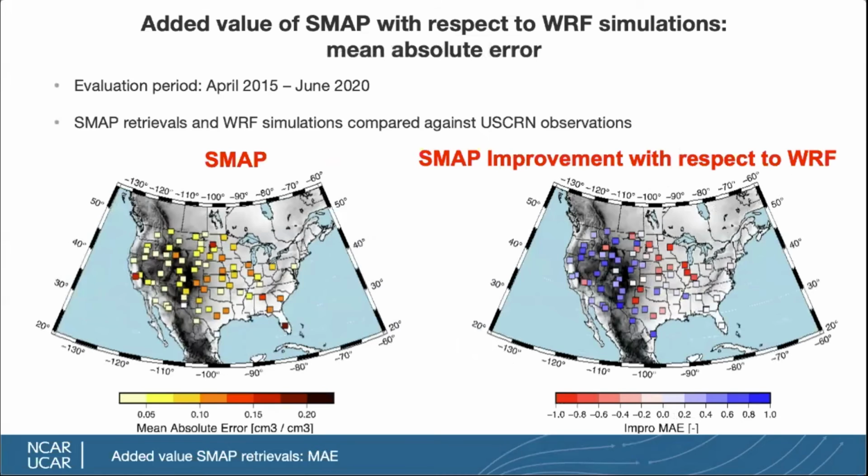If we take a look at the mean absolute error, here on the left I show you the mean absolute error from SMAP. You can see that it's lower in Western US, and this is in agreement with the bias that I showed you in the previous slide, and it's a bit larger in the East. So here on the right are the improvements of SMAP with respect to WRF, and you can see that there is added value in Western US. Not so much in the East, but over the Western US, there is a clear added value. And fortunately, this is the region with the most important dust emission sources in the US. So there should be a clear added value of SMAP for dust application, or dust simulation.